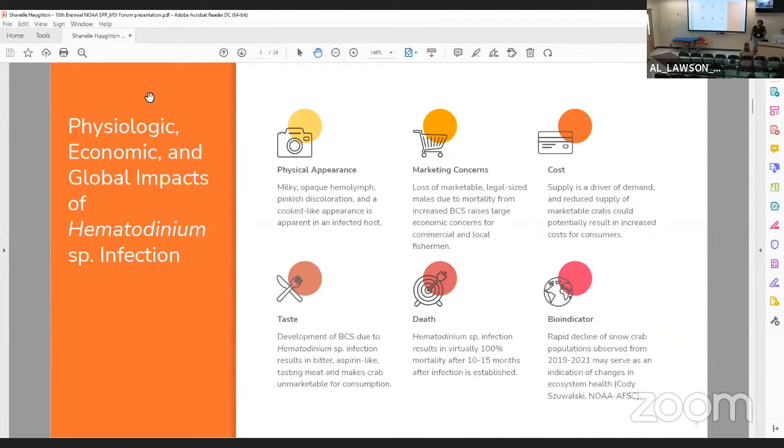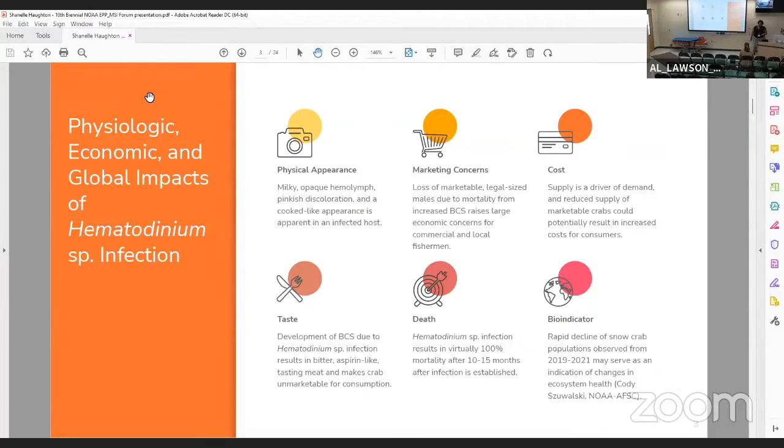Hematodinium poses several physiologic, economic, and global impacts. Hematodinium infection alters the physical appearance of an infected crab, causing a milky, white-looking hemolymph. Infected crabs develop bitter crab syndrome. This is a disease characterized by a bitter, aspirin-like taste in infected crab, rendering that crab unmarketable for consumption.